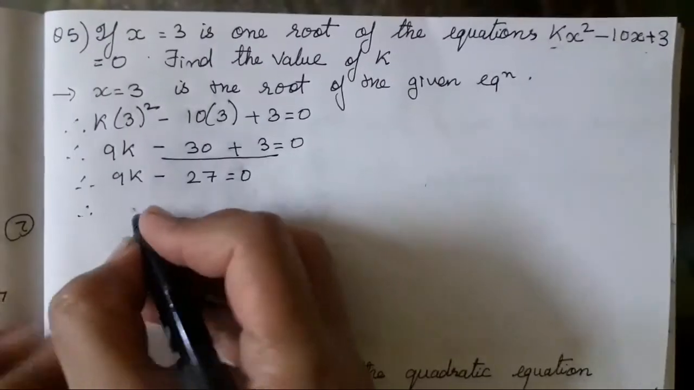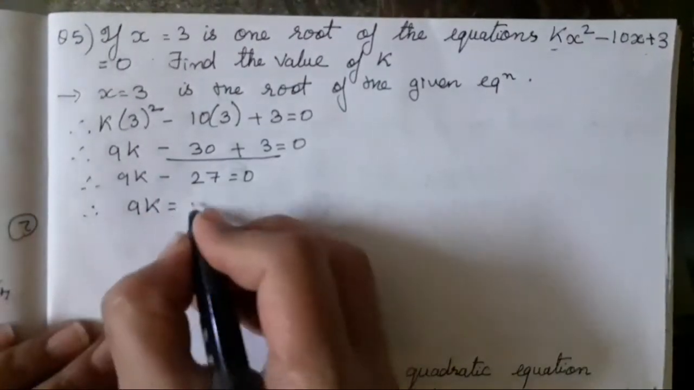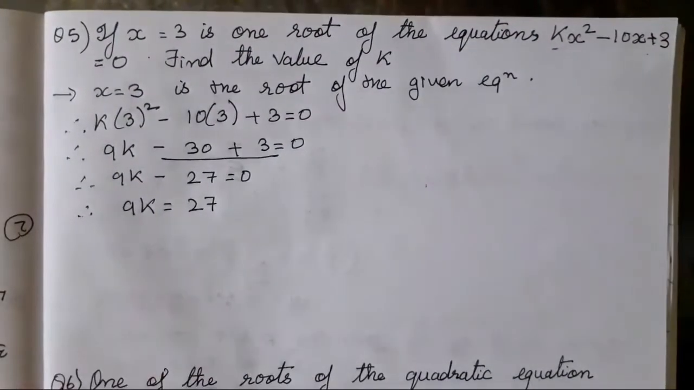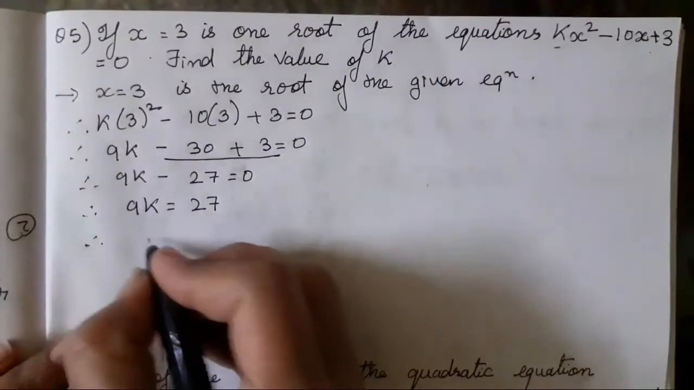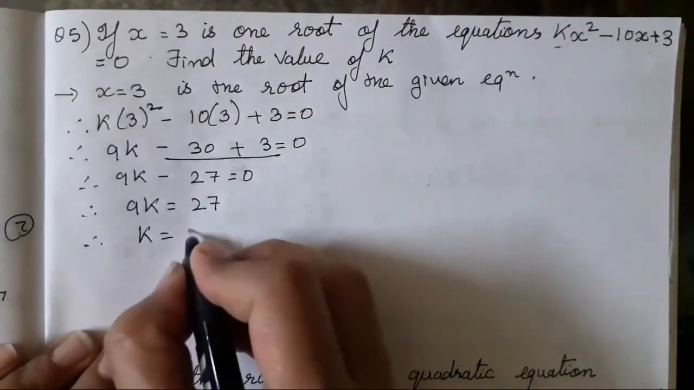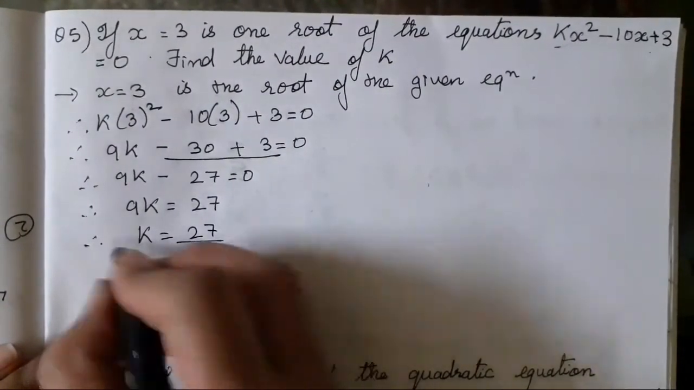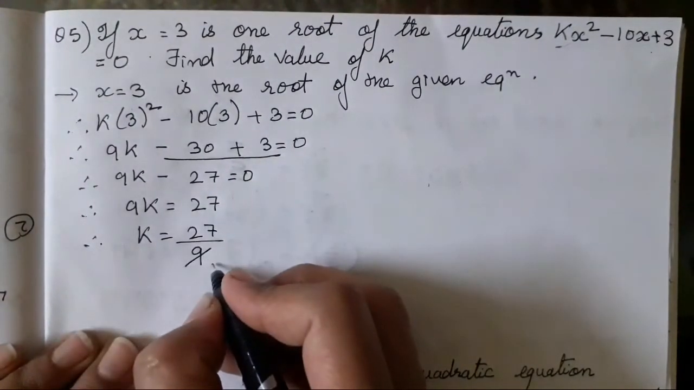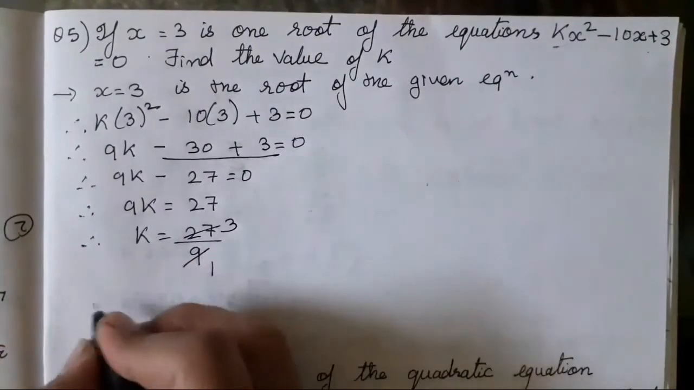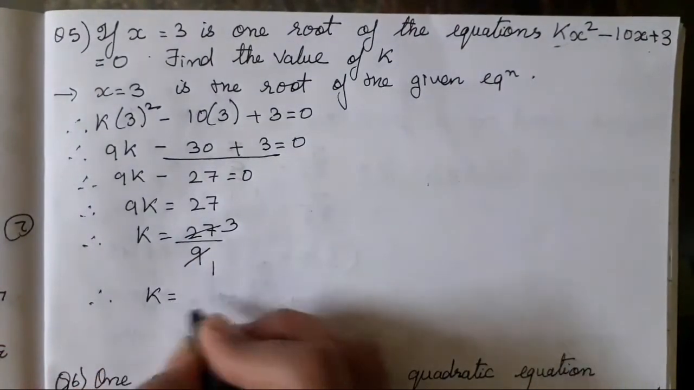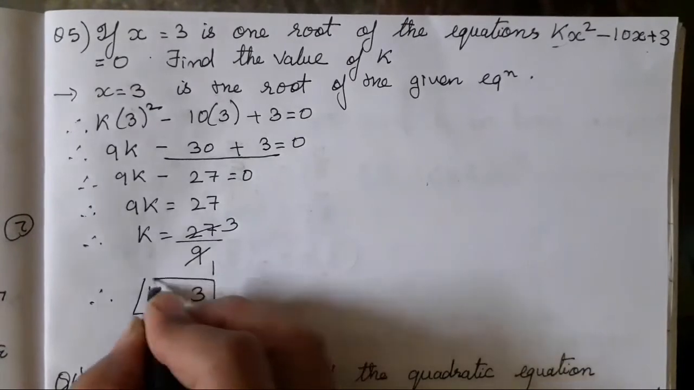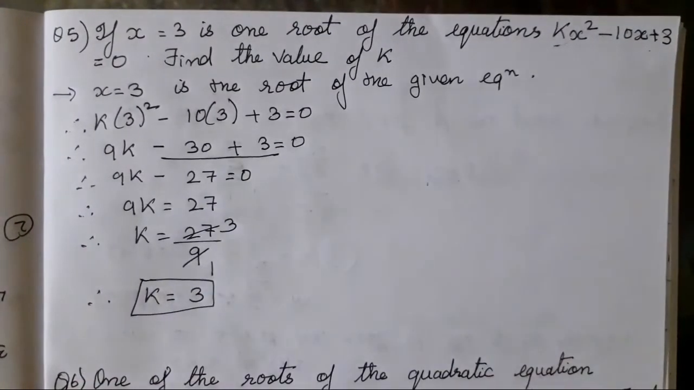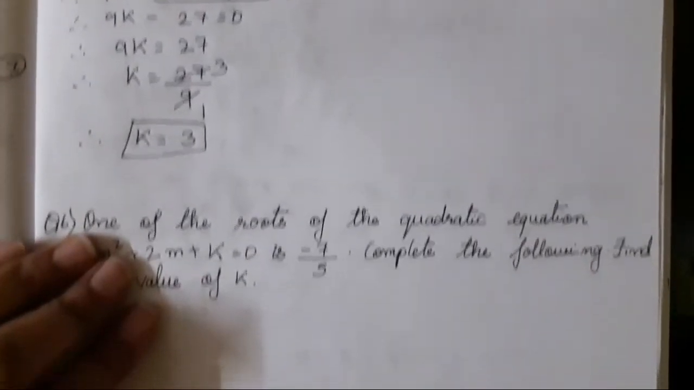Therefore 9k is equal to 27. I have just moved minus 27 to the right hand side because we have to find the value of k. We will take 9 also over there. 9 ones are 9, 9 threes are 27. Therefore k is equal to 3. We have got the value of k. Wasn't it easy? Let's solve the sixth question.